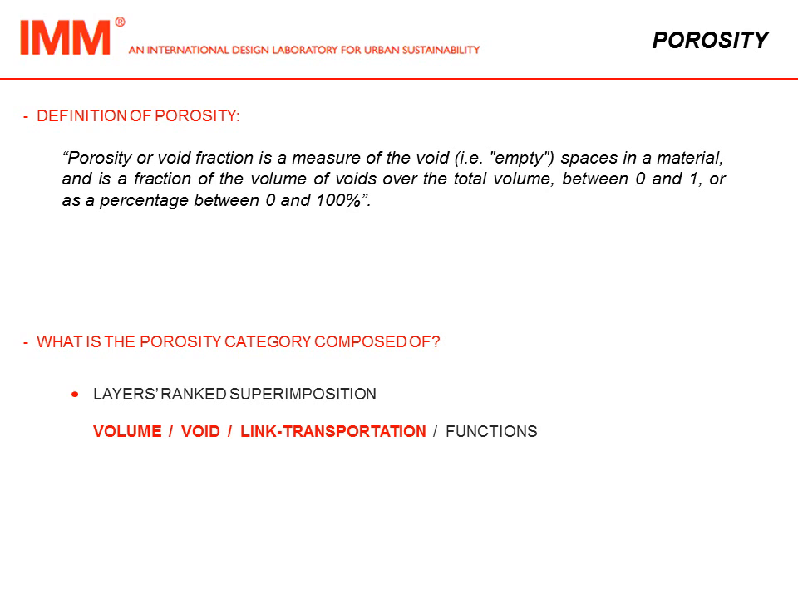But what is the porosity key category composed of in IMM? It is made, as all the other key categories, by a ranked superimposition of layers. It means that each single layer has a different role in the definition of a key category. In the porosity case, volume is the main one, followed by void, then link, and last is function, not affecting this key category.